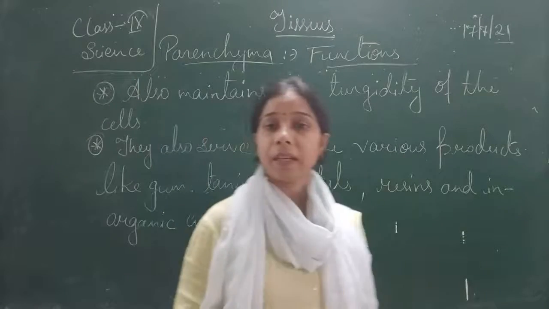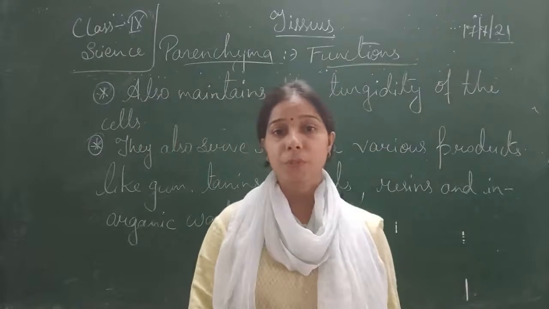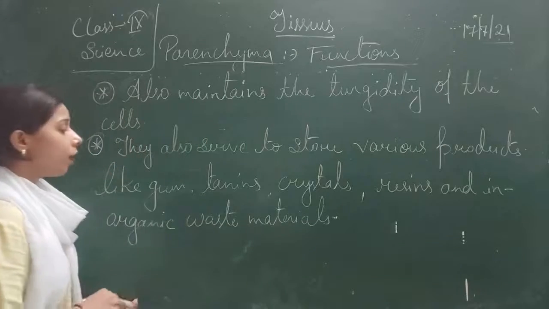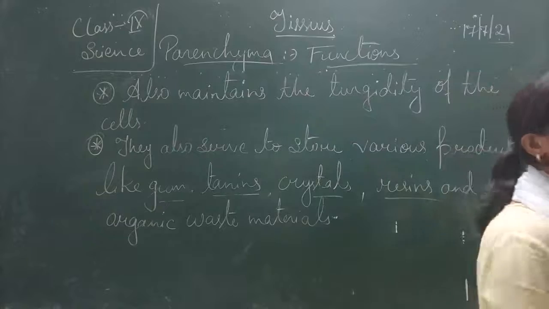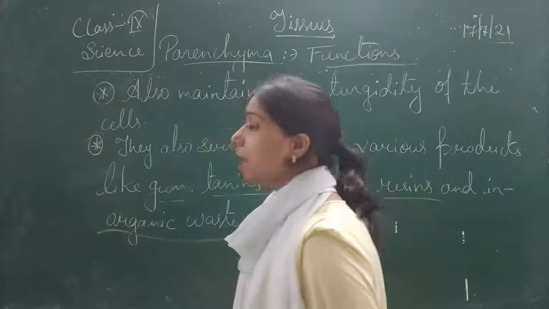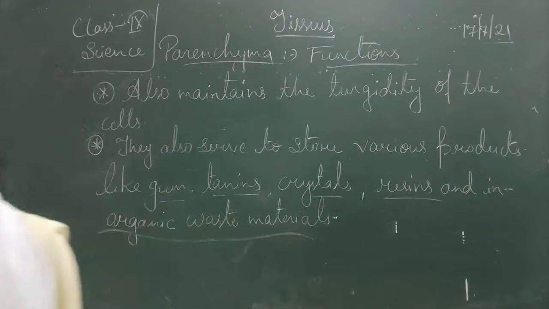So it helps in maintaining the turgidity of the cell, as well as it is responsible for the storage of products. It helps in storing substances, including gum, resin, crystals and tannins. These all are stored here. Inorganic waste material, everything is stored in the parenchymatous cell.